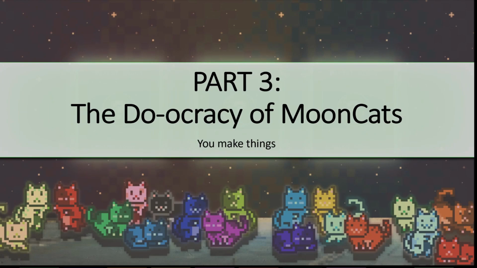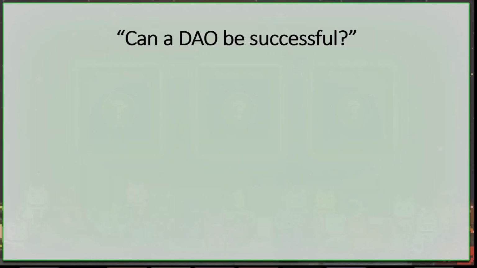Next slide. And so this is sort of part 3, which I love this expression. Colton is the one that sort of tuned me into this, the Do-Ocracy of MoonCats. And this is stuff that you as the community are working on. And so the question that everybody has, no matter if you're a MoonCat holder, if you're inside of crypto and in general, is, can a DAO be successful?